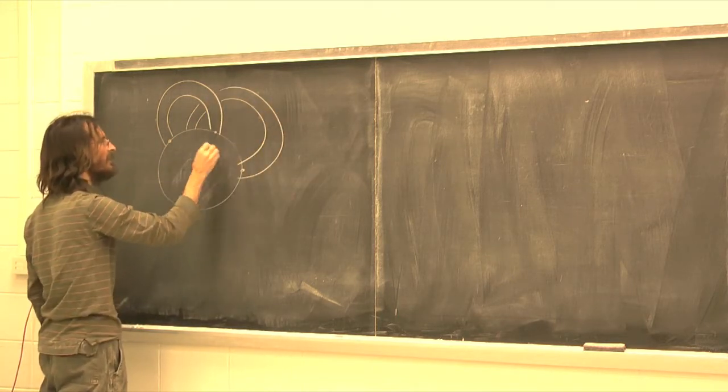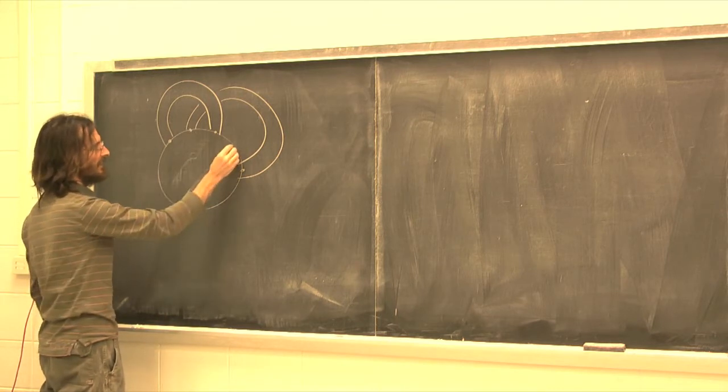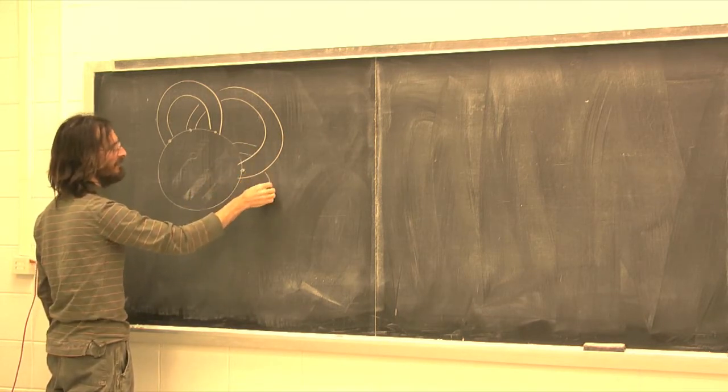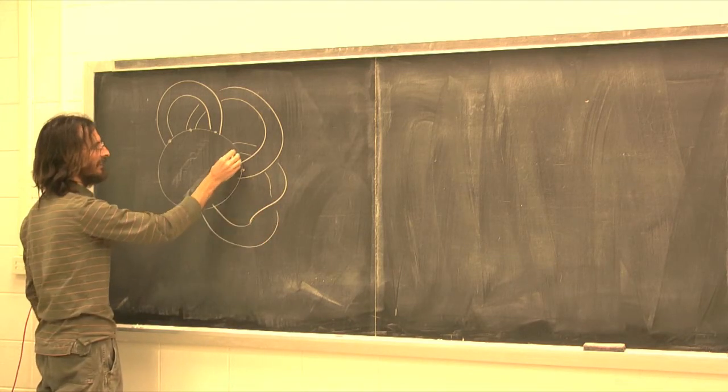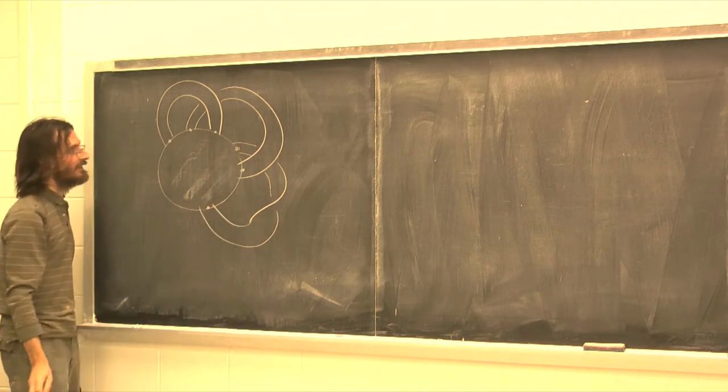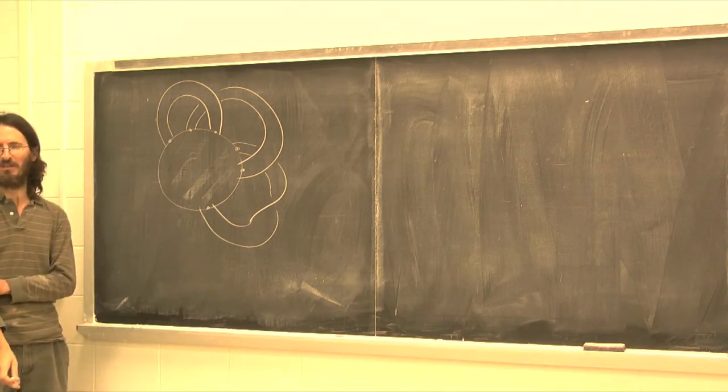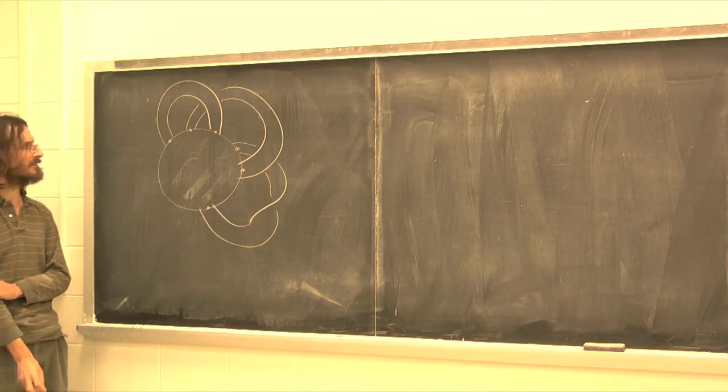Random example, and maybe attach another. Let's be brave and make things non-orientable as well. Attach another 1 handle like that. So there are 3 different 0 spheres with different framings along which I've attached 3 different 1 handles.